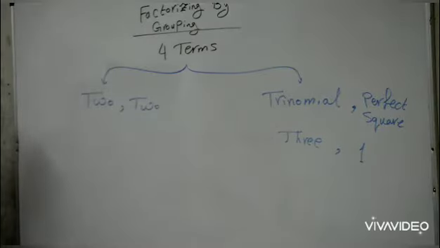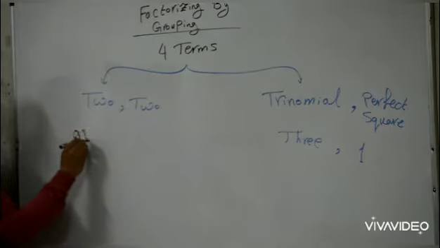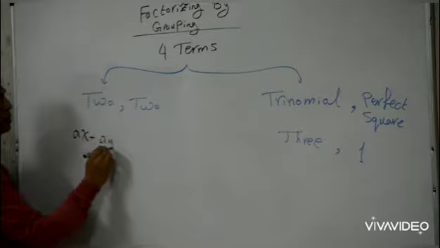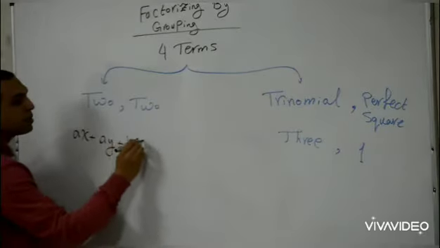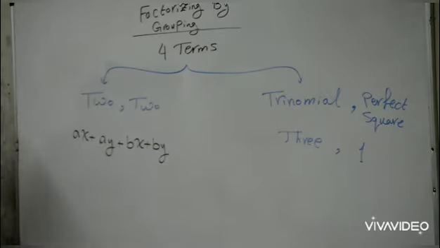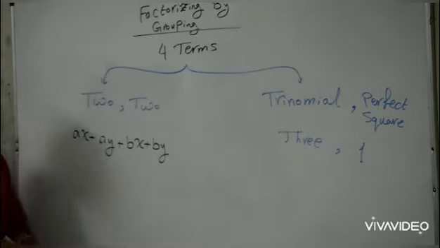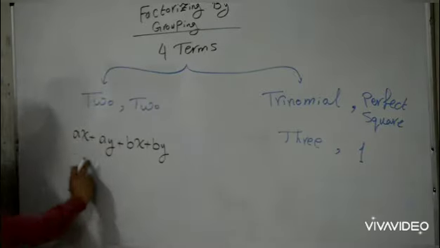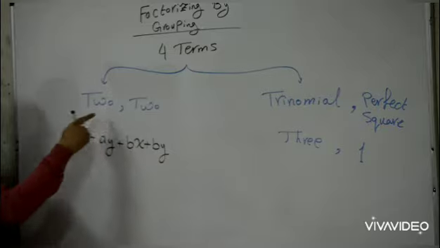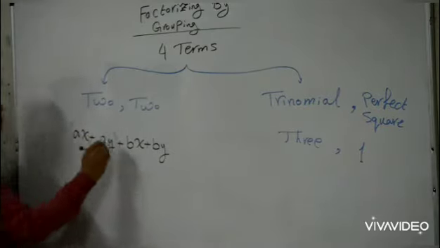This type, like what? If you have an example like ax plus ay plus bx plus by. First of all, we have to check that this algebraic expression doesn't contain any common factors. Does it have any common factor? No. So I have to divide it or classify it into 2 by 2, first like this.